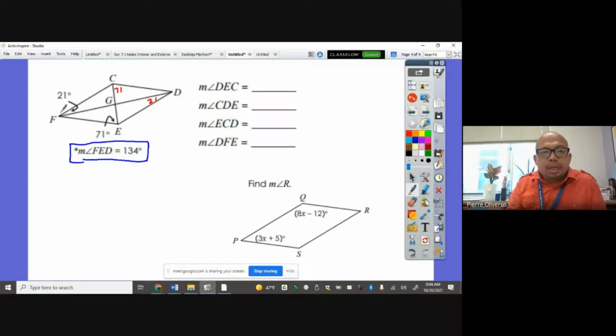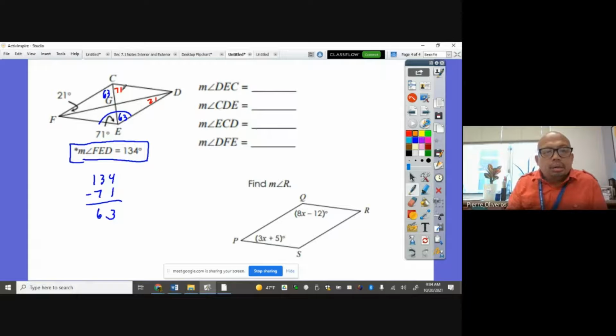Where's FED? FED. So the entire thing here is 134. So 134 minus 71 will give me 63. So this has to be 63 here. This has to be 63 also there because the blue ones are alternate interior angles.